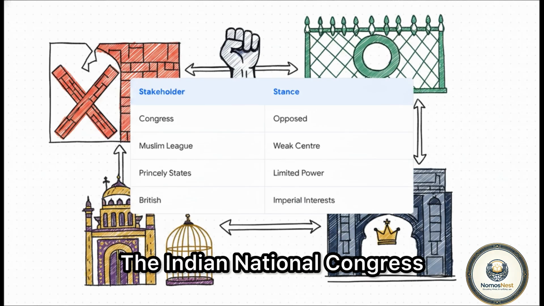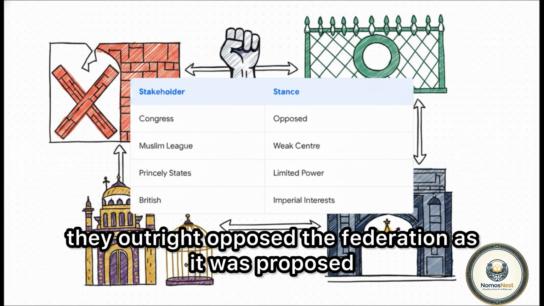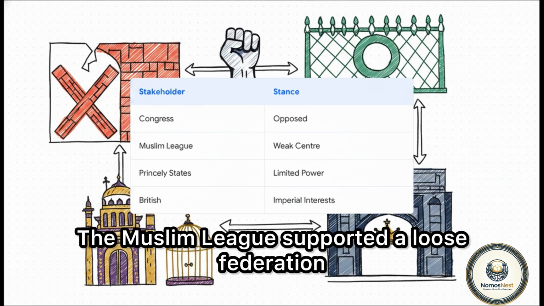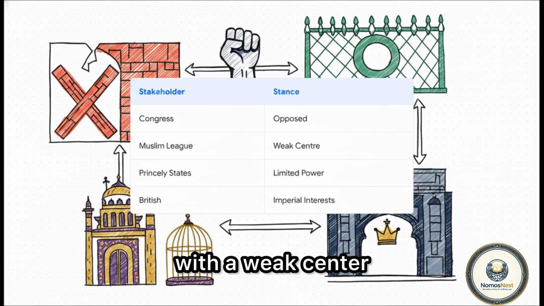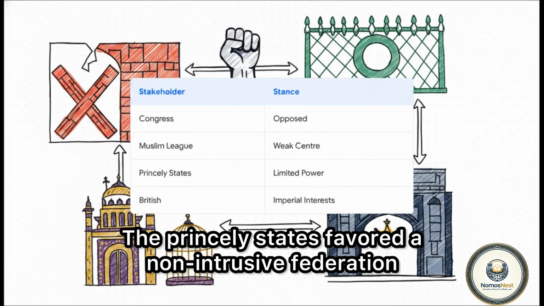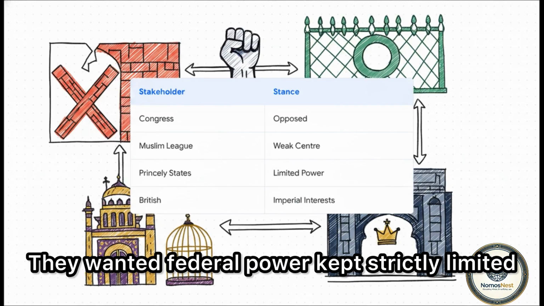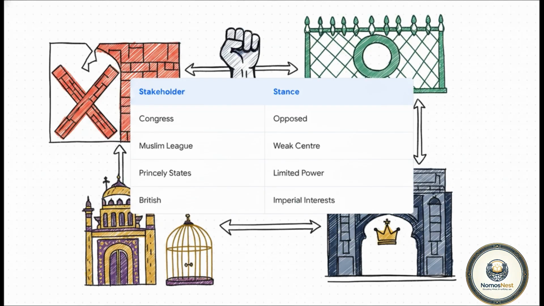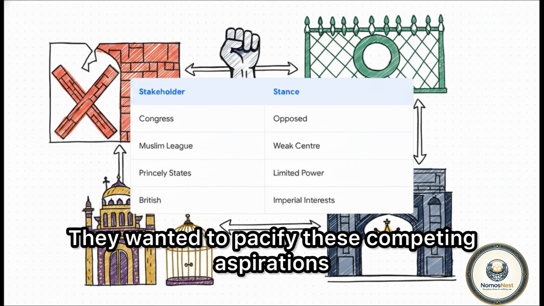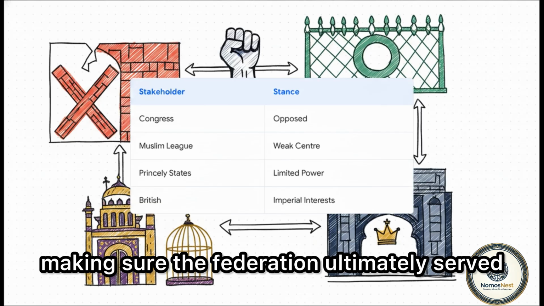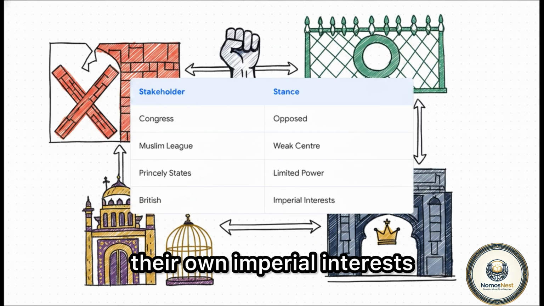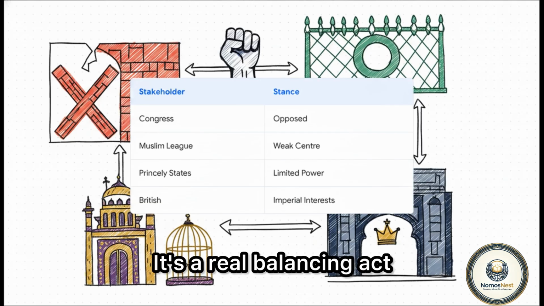The Indian National Congress? They outright opposed the federation as it was proposed. The Muslim League supported a loose federation with a weak center. The princely states favored a non-intrusive federation. They wanted federal power kept strictly limited. And then there's the British trying to play referee. They wanted to pacify these competing aspirations while, of course, making sure the federation ultimately served their own imperial interests. It's a real balancing act.